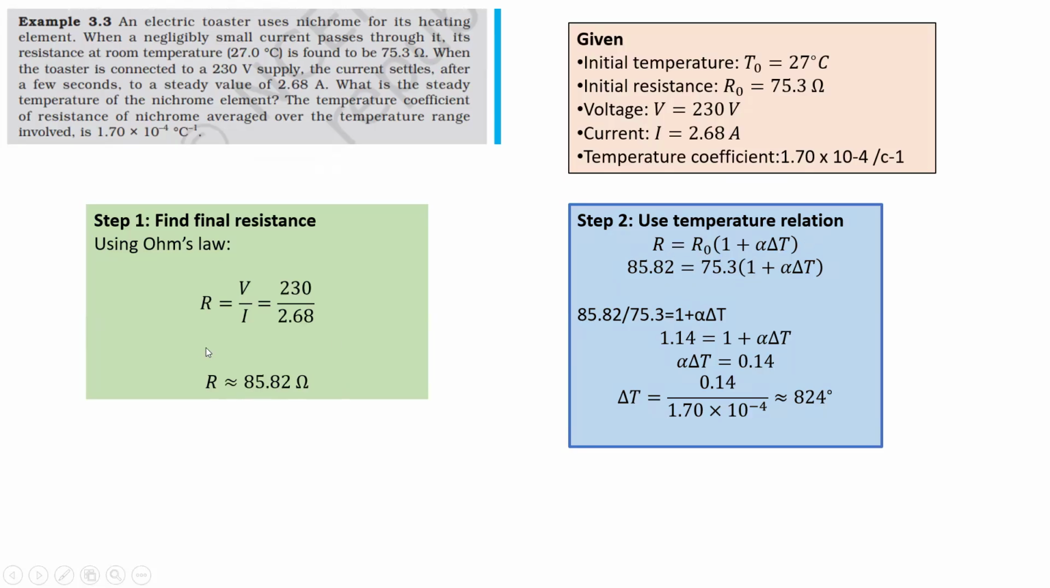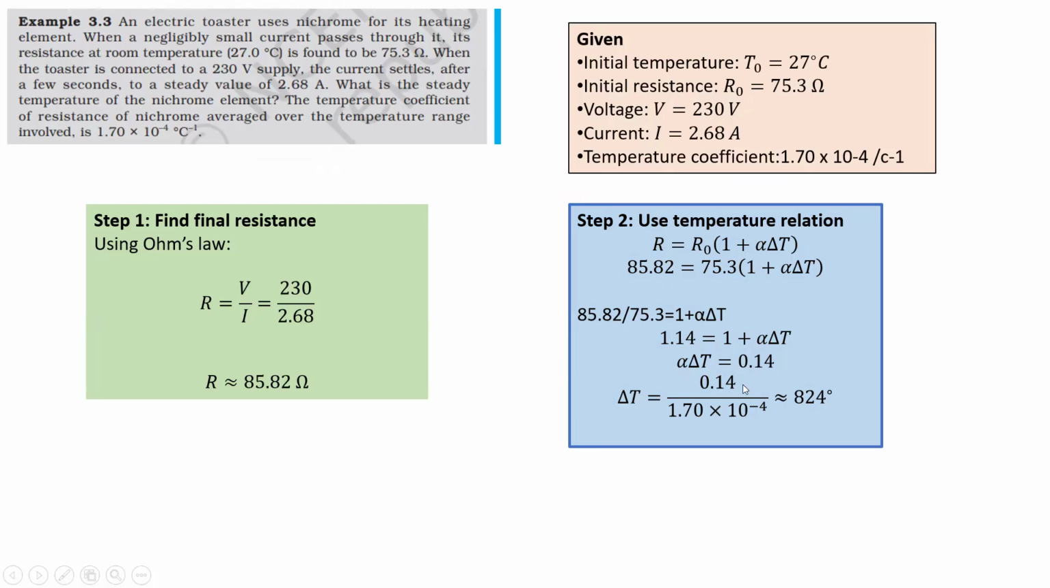R value we calculated. R naught is given. 1 plus alpha delta T. First, we will find out 1 plus alpha delta T. 75.3 will go to the denominator. 85.82 divided by 75.3 equal to 1 plus alpha delta T. First, we will simplify this part, and we get 1.14, that is equal to 1 plus alpha delta T. 1 will come to this side. 1.14 minus 1 is 0.14, that is equal to alpha delta T.